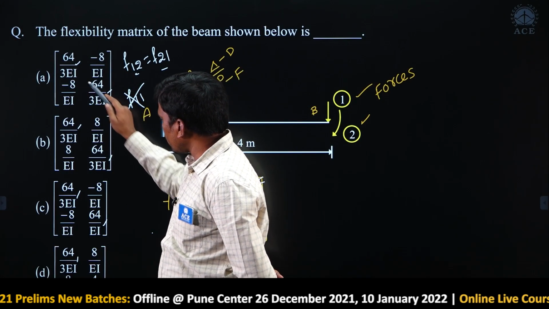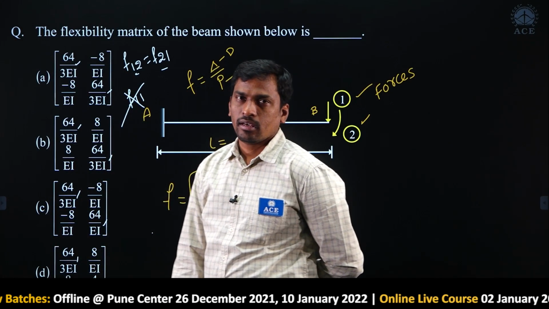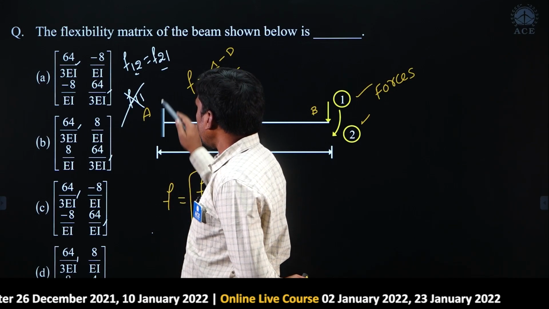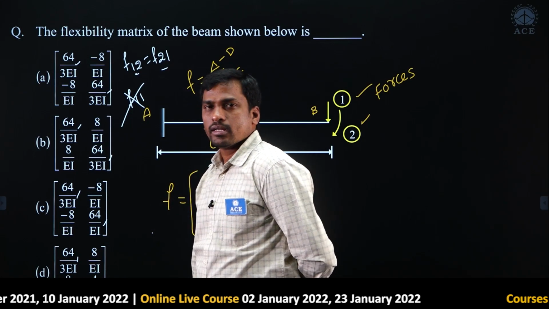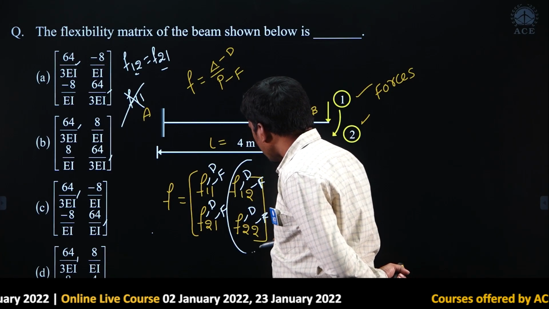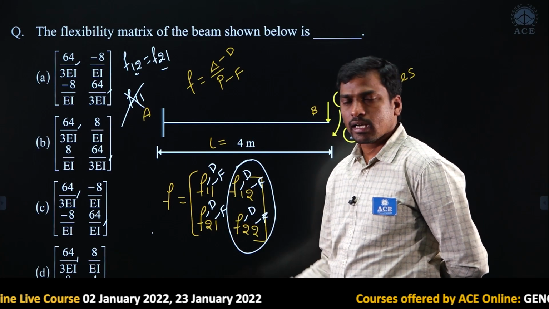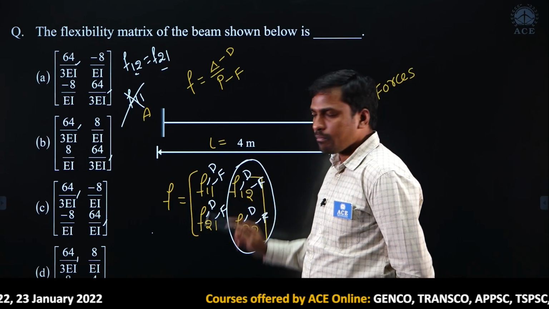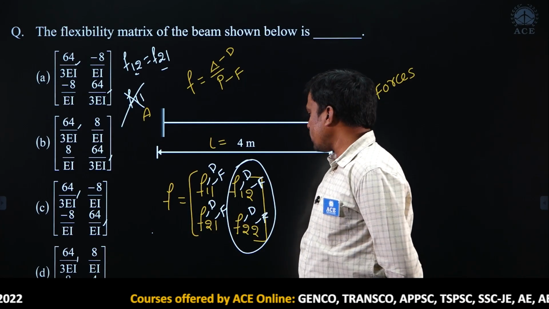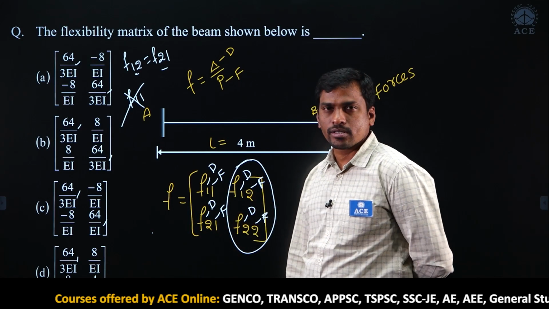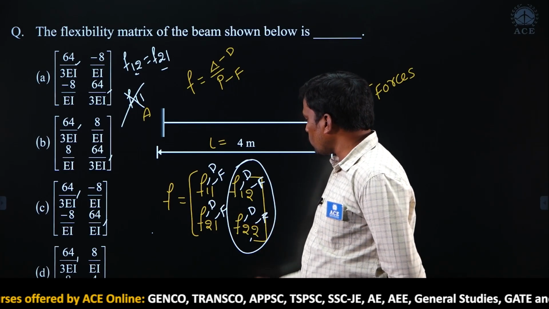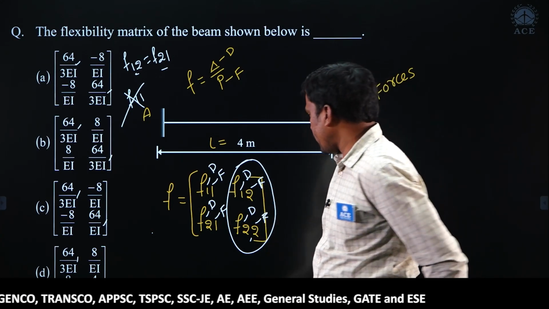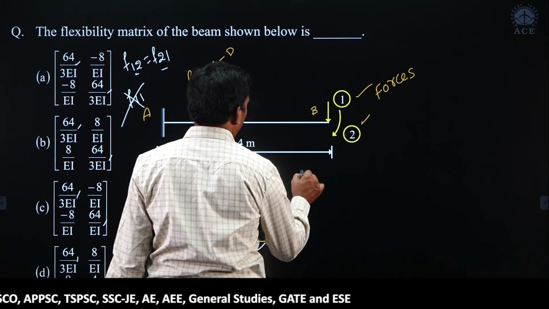Here the sign is minus minus, but here plus plus. It means F22 we compulsorily have to find, and either F12 or F21. Just generating the second column of the flexibility matrix is sufficient. Directly we can select the answer, because F11 values are same in all the options. Then F21 equals F12, yes, then we need F22, then we will generate the second column of flexibility matrix.